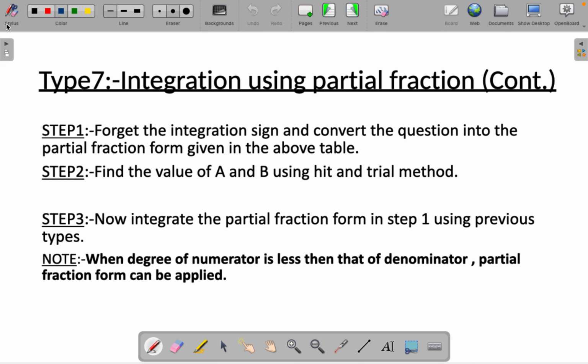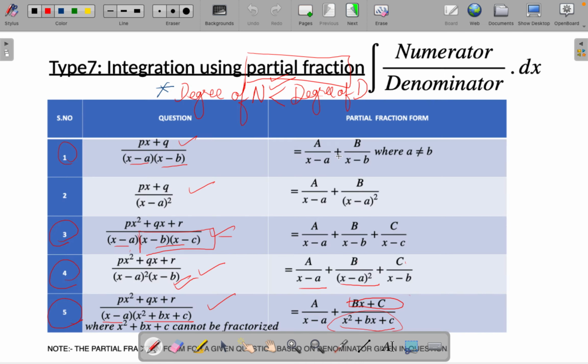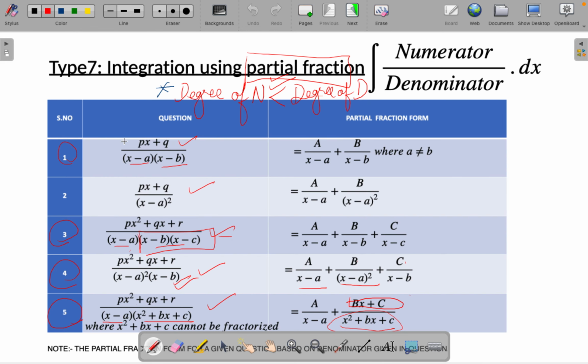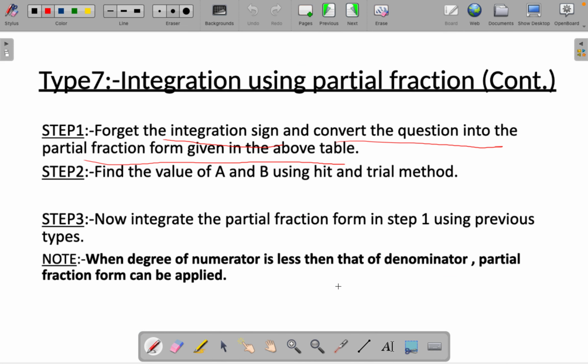Step number 1. Forget the integration sign. You don't have to take the integration sign, and convert the question into the partial fraction from the table given above. The table which I've just explained, identify which partial type the question belongs to, and then convert it into the respective partial fraction form.